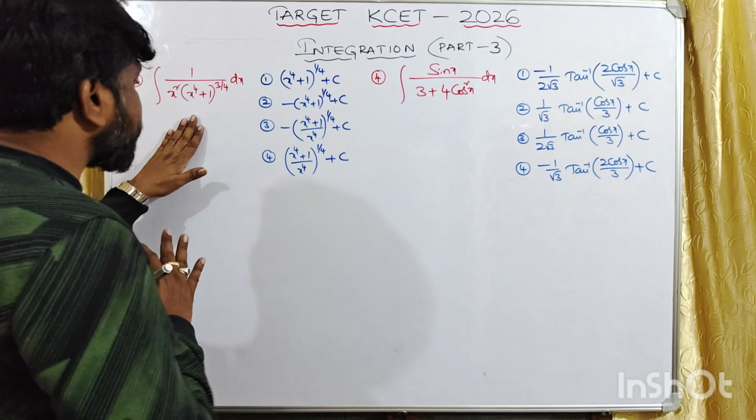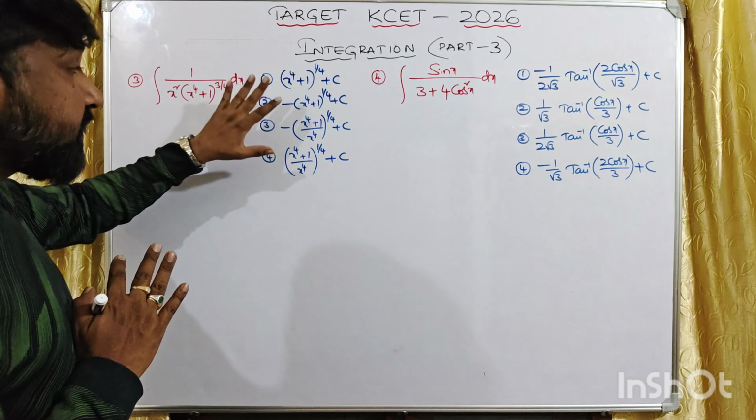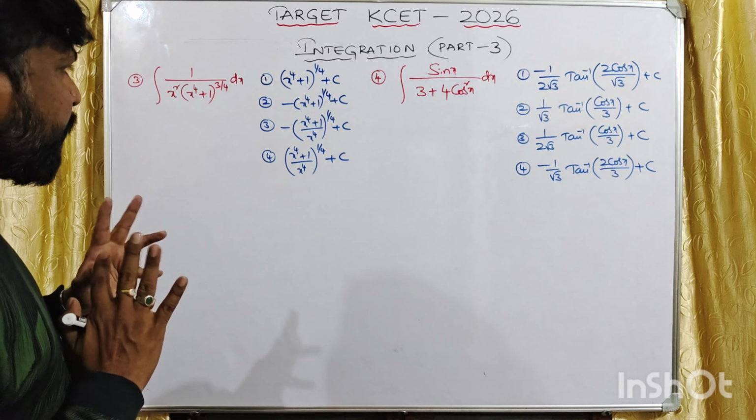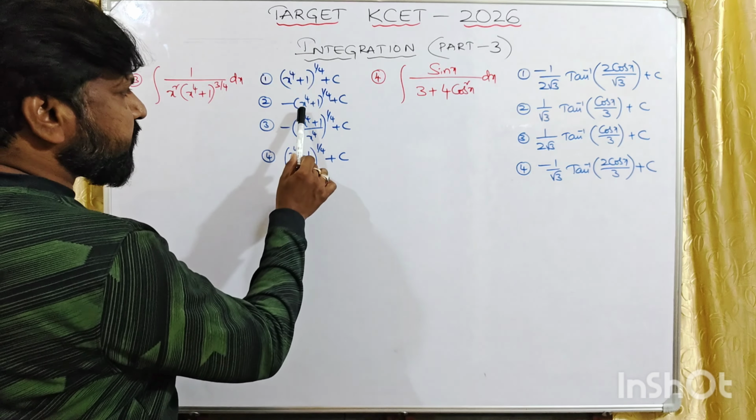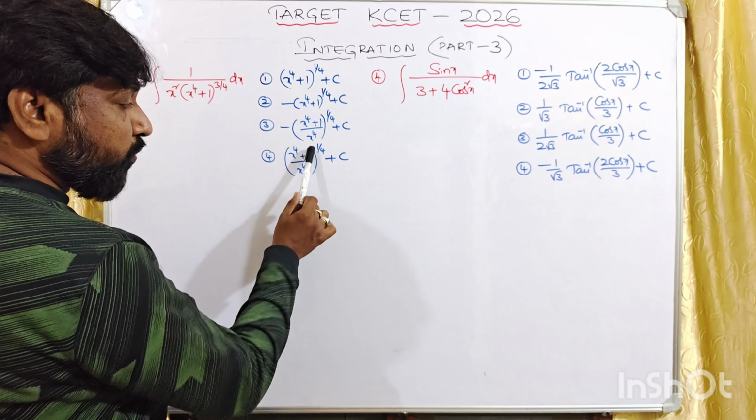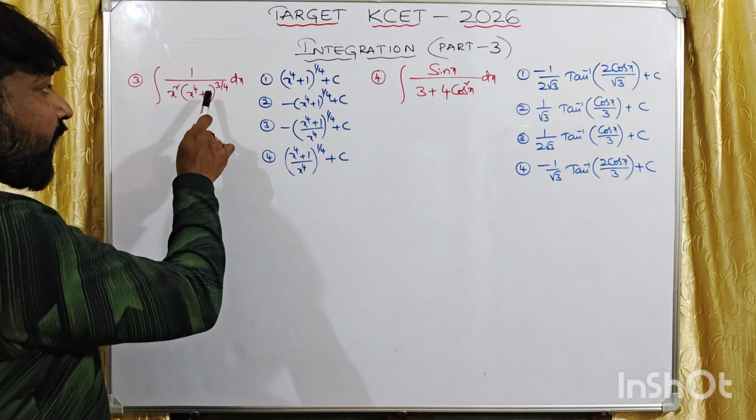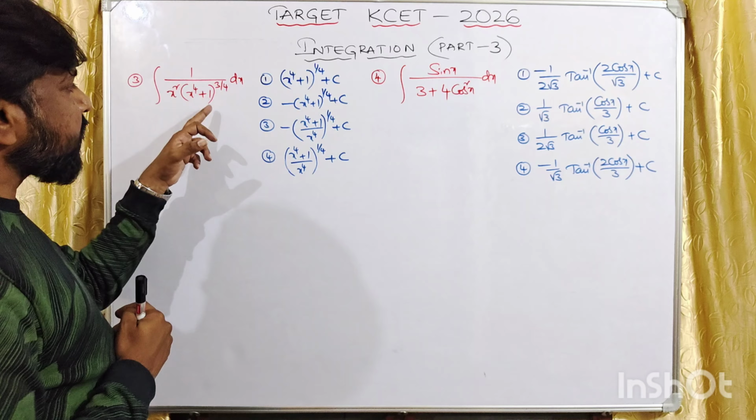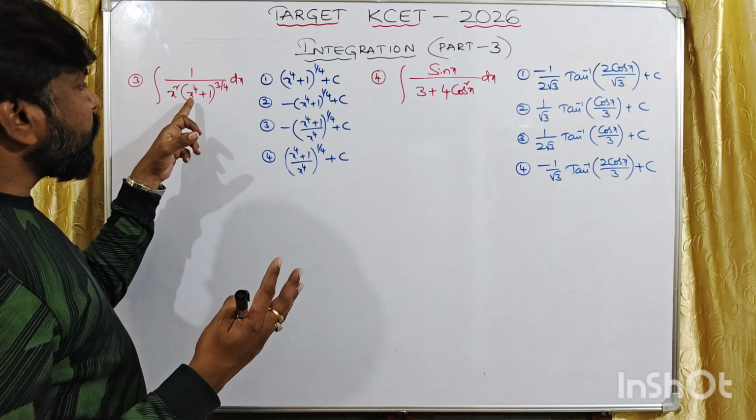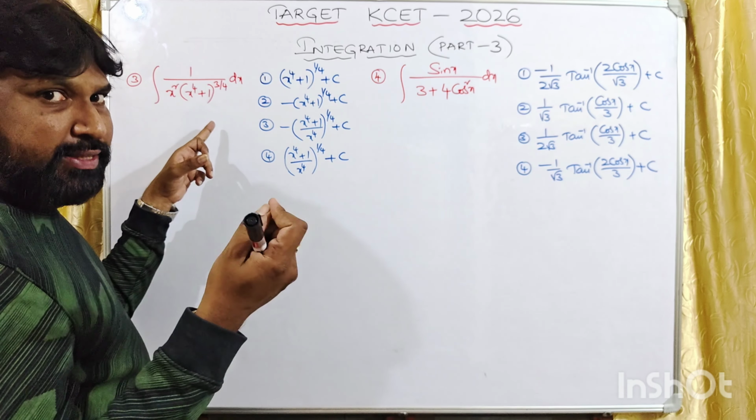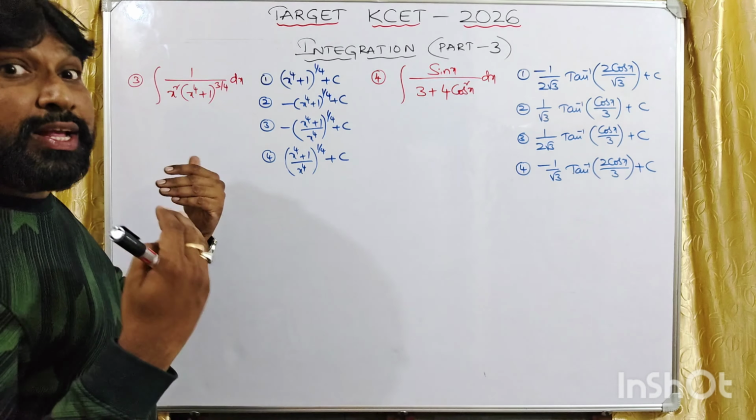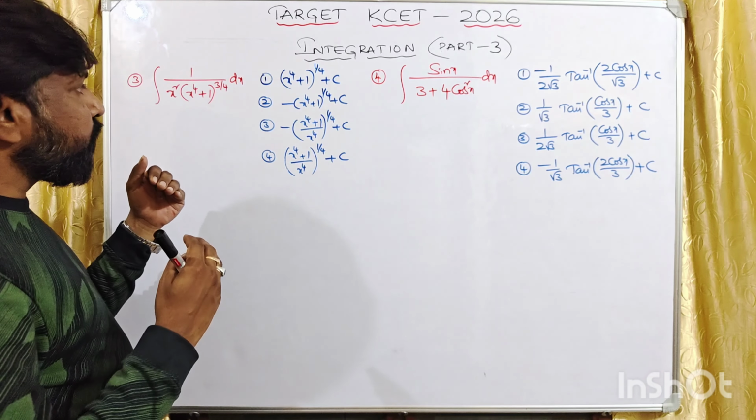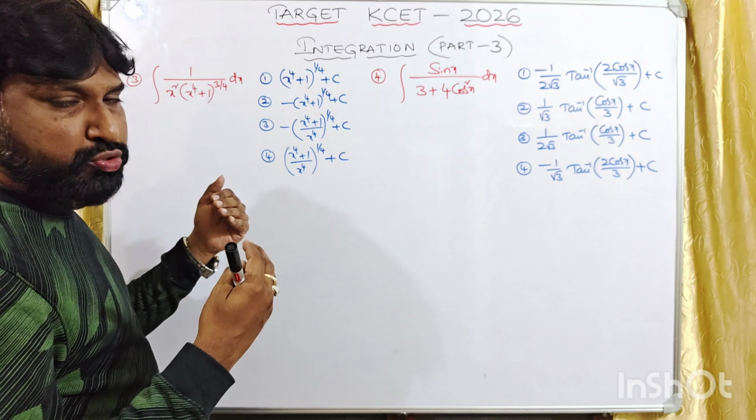Integral 1 by x square into x power 4 plus 1 whole power 3 by 4 dx. This is the most important. This is the 2025 KCET entrance examination question, friends. So if you see here, it looks like x power 4 plus 1 is t as the substitution. But what is the problem if you take x power 4 plus 1 as t? The derivative of x power 4 is 4x cube, but 4x cube is not there in the numerator. So if you take x power 4 plus 1 as t, there is no use.